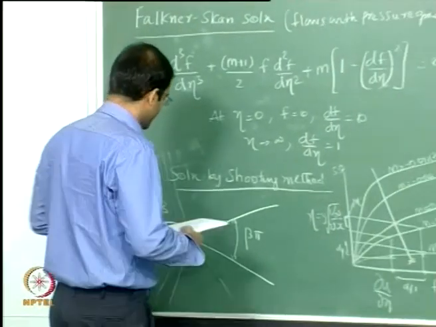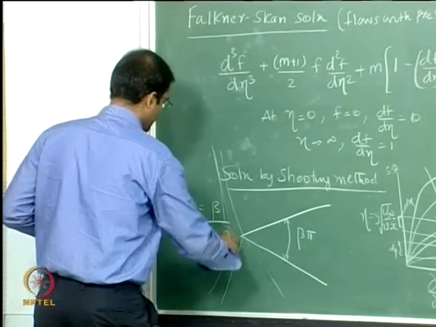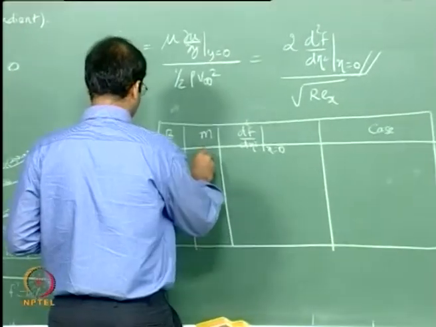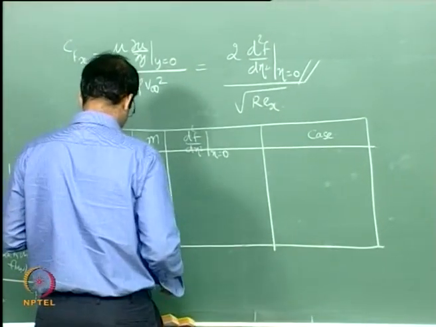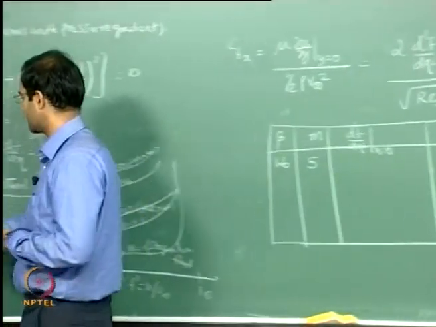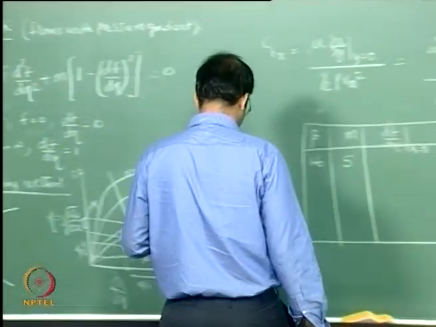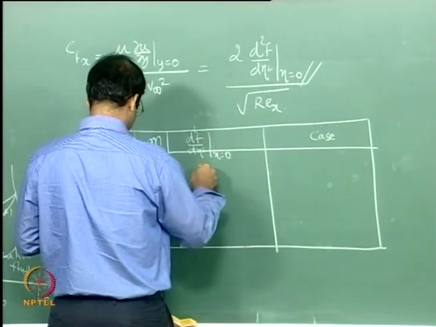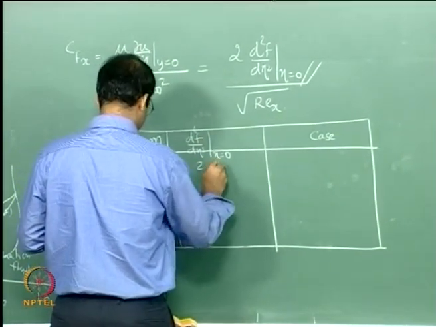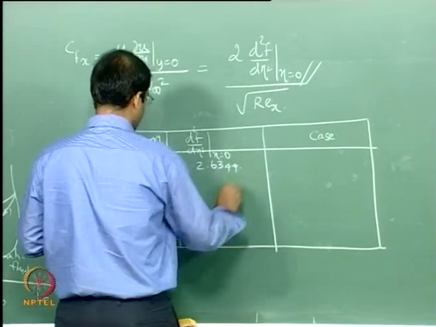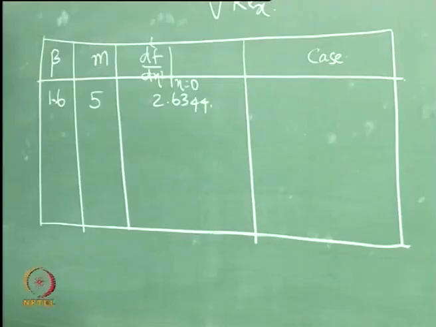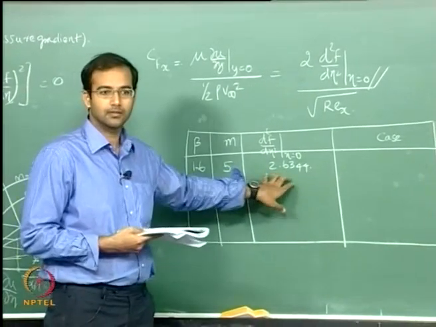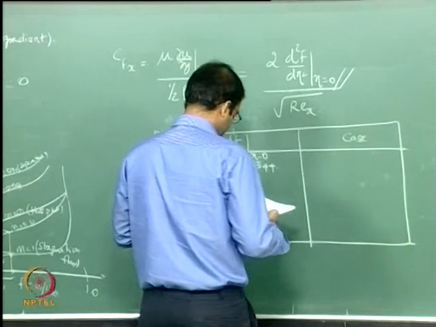Alright. So in this particular case, you can have flows like this, and the corresponding value of m will be equal to 5 if you substitute into this expression. Okay. If you compute the slope, the curvature at the surface, this will be 2.6344 exactly. In fact, I'll give you an exercise where you can do it and compare with these values. Okay, you should be getting the same values.